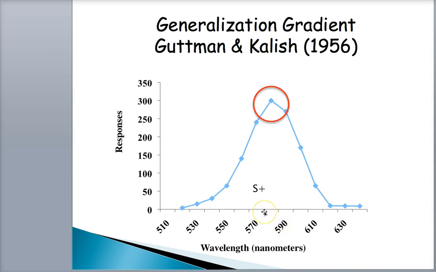The same is true on the other side. We start with yellow and we move through the yellow oranges and the oranges, and then out toward the orange reds and the reds. And again, we see more responding for colors that are more closely related to yellow and less responding as we get further and further away from yellow. So this is what we talked about last time.